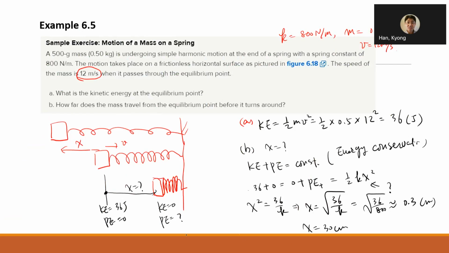Exactly 30 centimeters. This side is 30 centimeters, and this side is also the same 30 centimeters. Here is x equal to 0, the equilibrium position, and the turning points are x equal to positive or negative 30 centimeters.